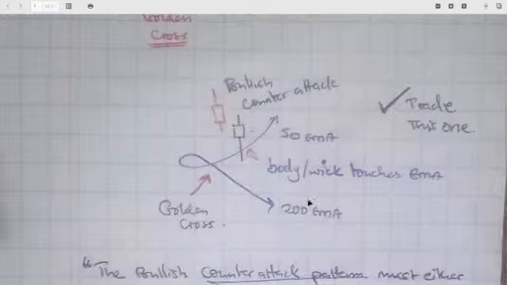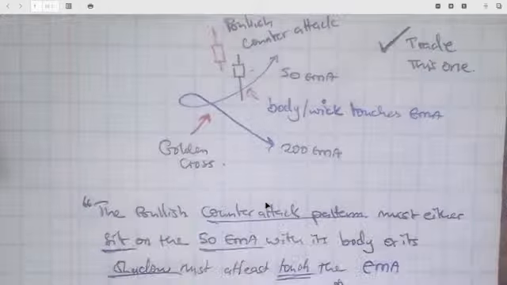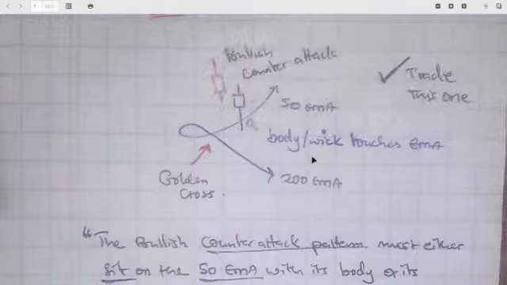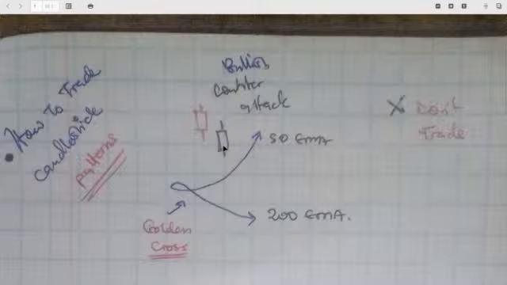So this is the one that you trade, and then you make sure it touches this 50-day moving average while it's above the 200-day moving average, and the 50-day moving average has to be above the 200-day moving average. So this is my trading rule. I say the bullish counterattack pattern must either sit on the 50 EMA with its body, or its shadow must at least touch the EMA. Otherwise, I ignore the signal. So it's very important that this touch happens, because that's the mistake I used to make. The mistake I used to make is here.